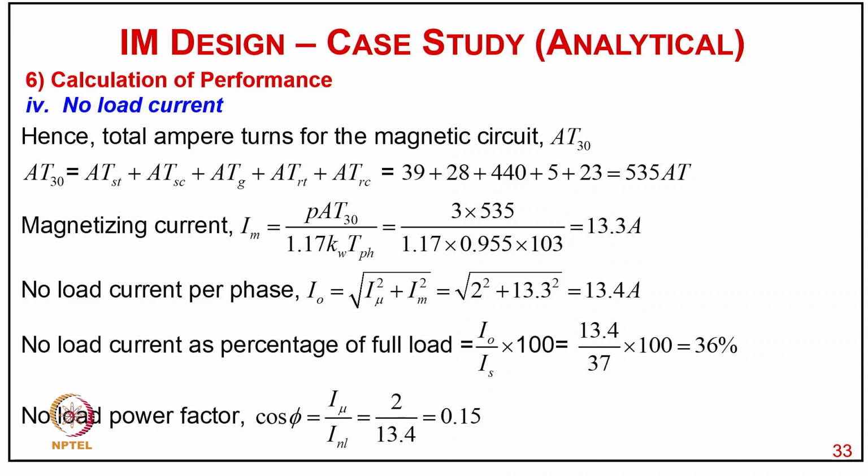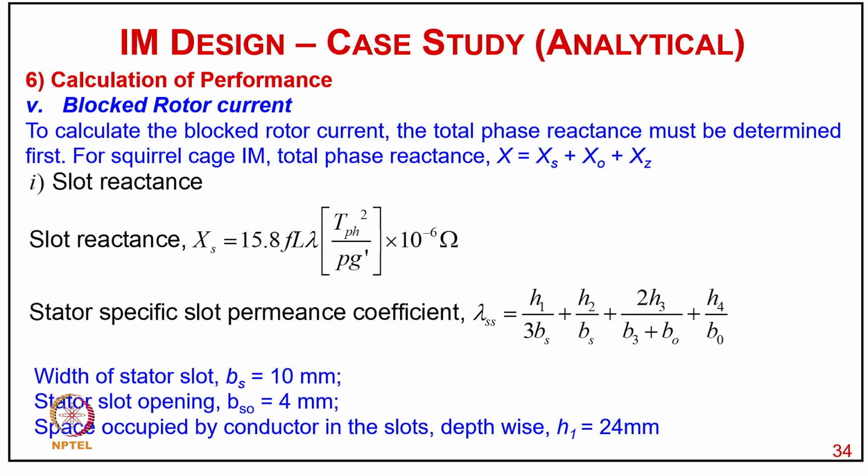So now the no load power factor is I mu upon INL, so it comes 2 upon 13.5, that comes to 0.15 as the no load power factor, which is usually quite low.